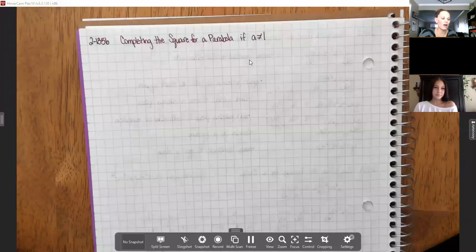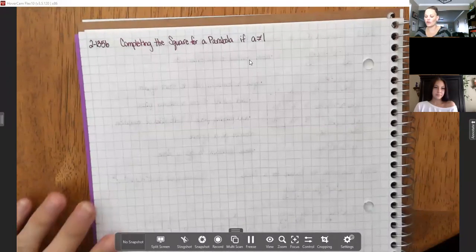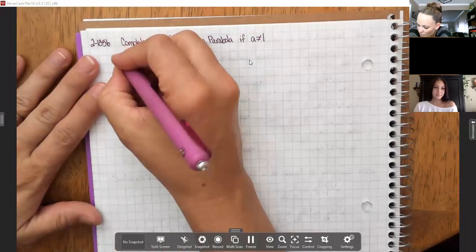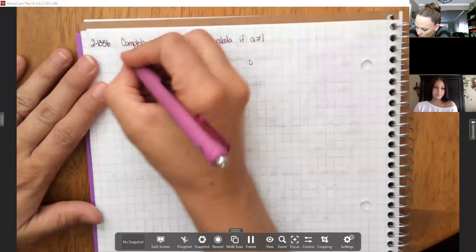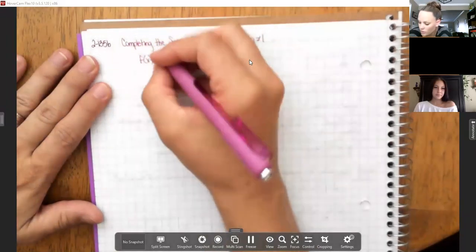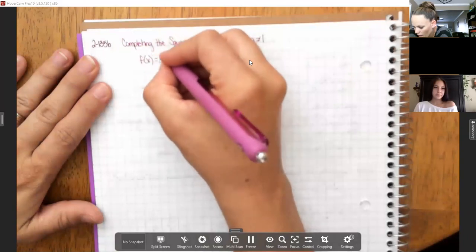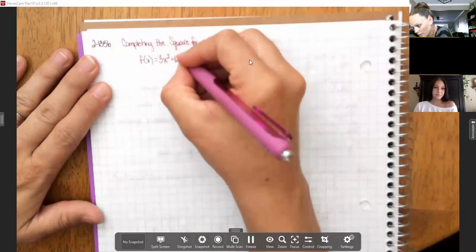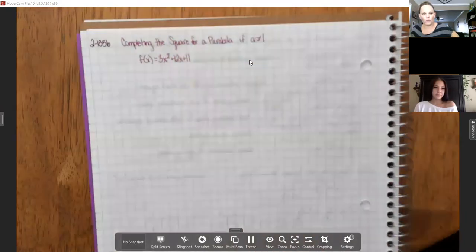So when A is not 1, we have to do it a little bit differently. The steps are almost the same. There's just 1 or 2 extra steps we need to do in there. So on 135b, the equation is f of x equals 3x squared plus 12x plus 11.